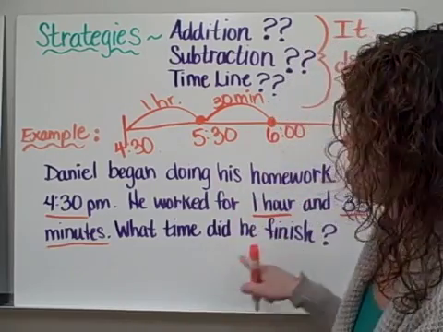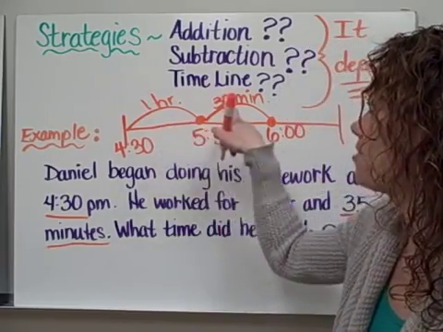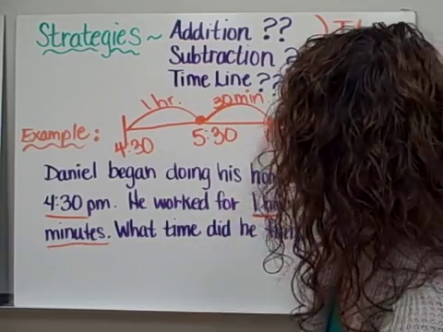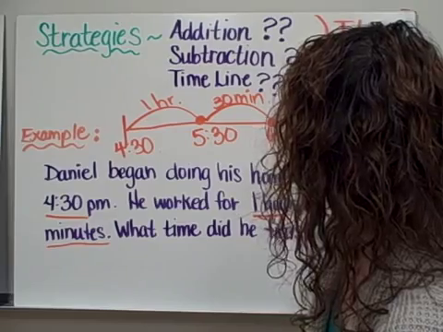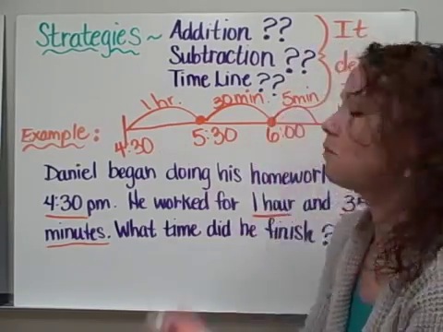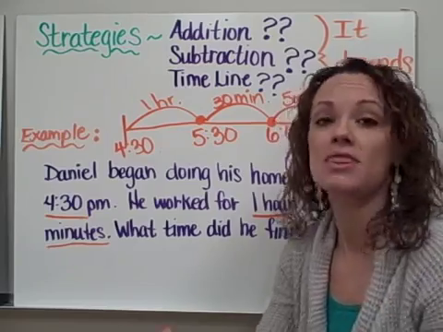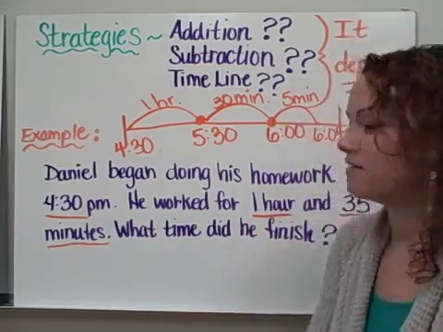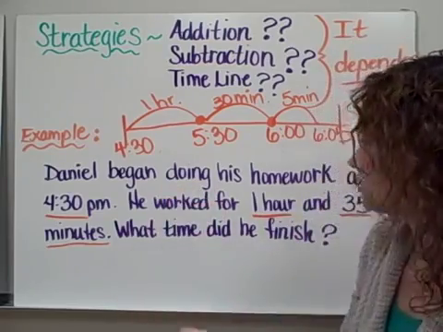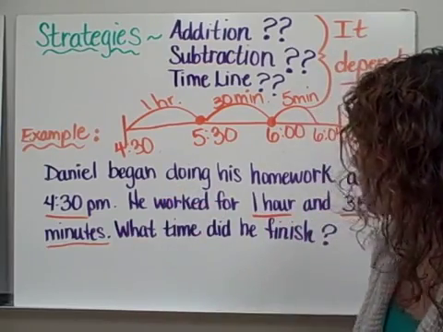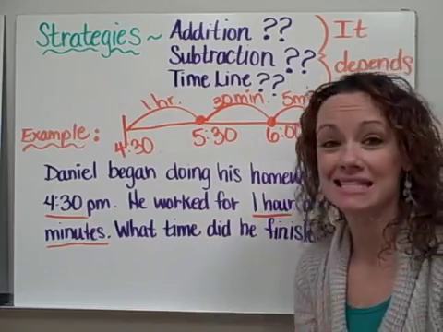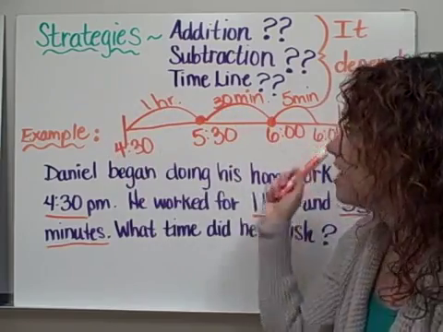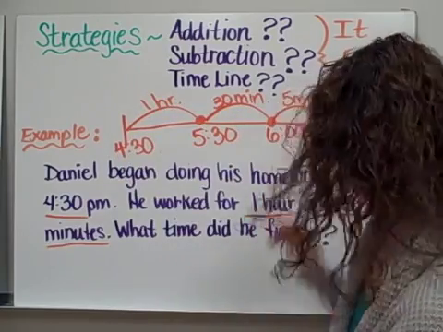But we're not quite done yet because the time passed was 1 hour and 35 minutes. So now we need to include that final 5 minutes on. So if we're at 6 o'clock and we jump 5 minutes later, the time would then be 6:05. And we've now answered our question. If Daniel begins doing his homework at 4:30 and he works for 1 hour and 35 minutes, he will end at 6:05. And my timeline clearly shows that I'm understanding how this time is passing.